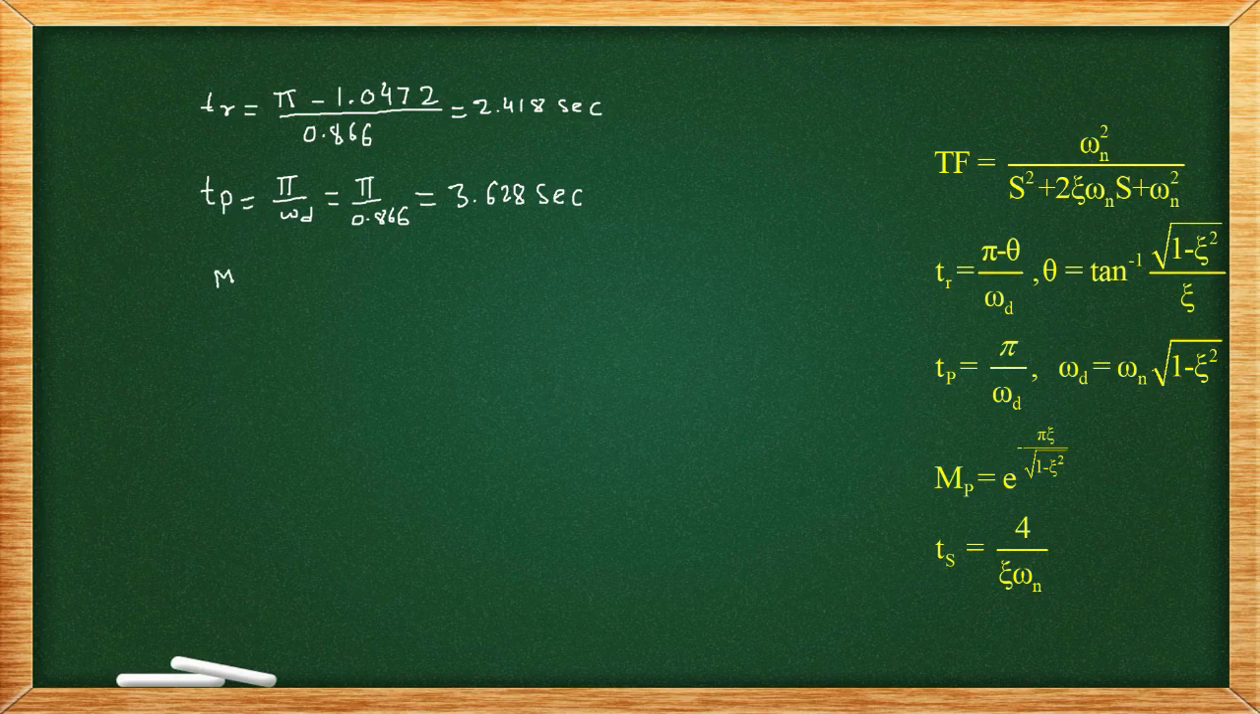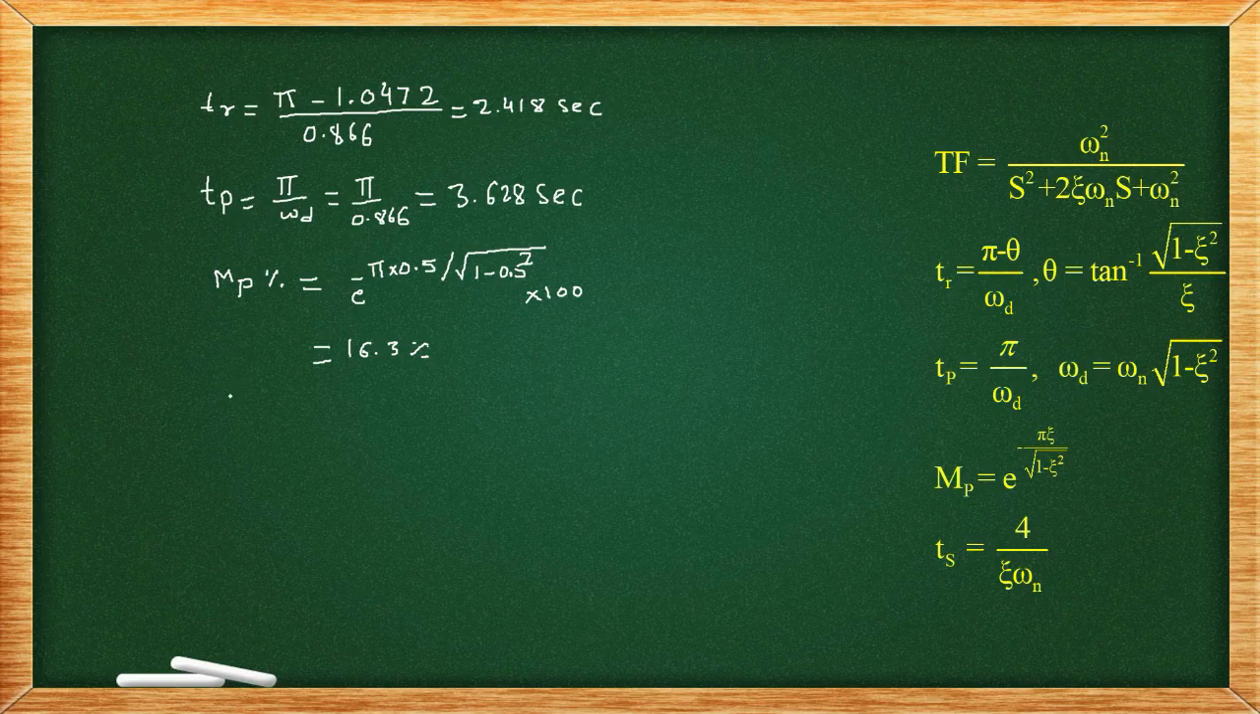Then MP, peak overshoot. Usually this is expressed in terms of percentage, so MP is equal to e raised to minus pi into 0.5 divided by square root of 1 minus 0.5 square, multiplied by 100 because I'm expressing in percentage. After calculating this, the MP value is 16.3%.